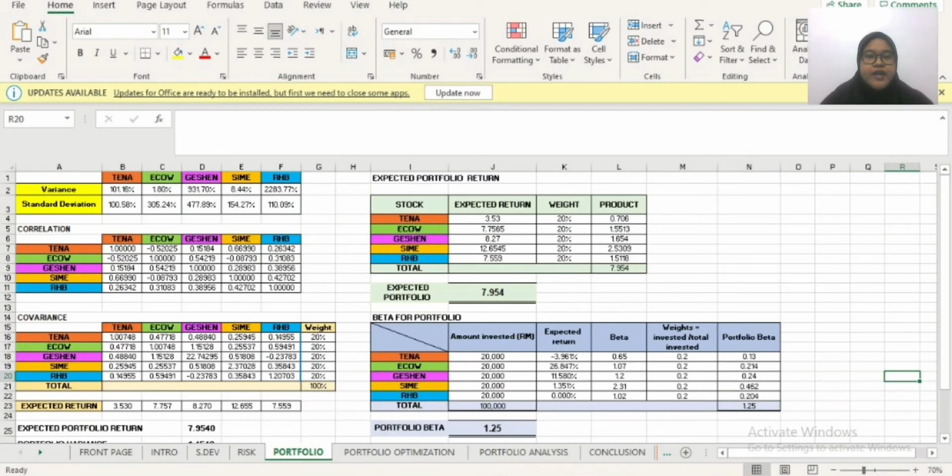We move to the next calculation, which is expected portfolio return and portfolio beta. In the Excel, we can see the expected portfolio return is 7.954, which means it is a good return on investment since it is higher than 7. Same with the portfolio beta, which is greater than 1, where theoretically, if the portfolio beta were less than 1, it would mean it is less volatile than the market.